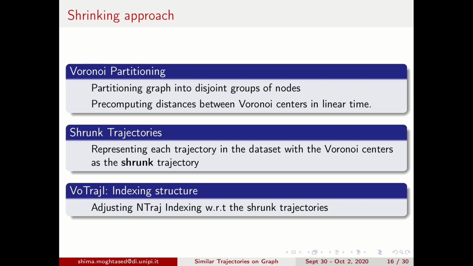We will use these pre-computed distances to accelerate our query processing. As the next step, we want to use these Voronoi centers to compress our trajectories. So we represent each trajectory in the dataset with the Voronoi centers as the shrunk trajectory. In this way we are compressing our trajectories, or representing them with fewer nodes. Facing shrunk trajectories, we need to modify our indexing structure to support this type of trajectories.